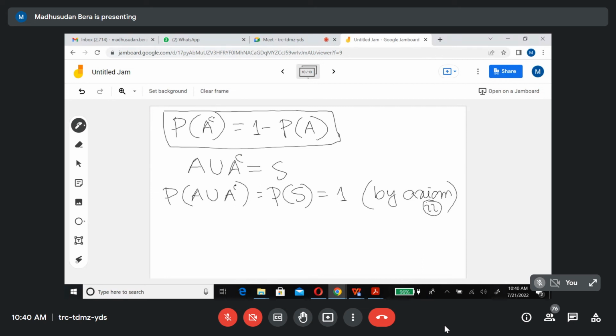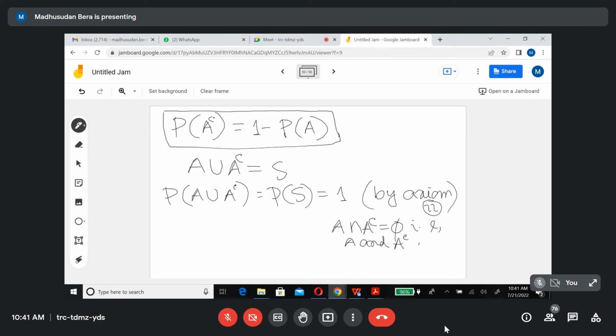Then P of A union A complement: what will be the left hand side? P of A plus P of A complement. See, A intersection A complement is phi. Not 0, it is phi. 0 is a number and phi is the empty set. So A intersection A complement is phi, that is, A and A complement are mutually exclusive.